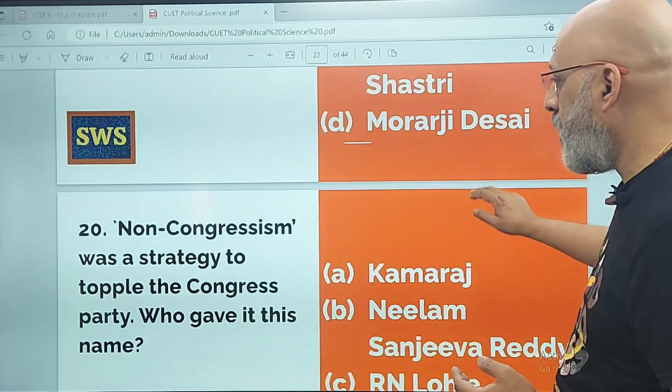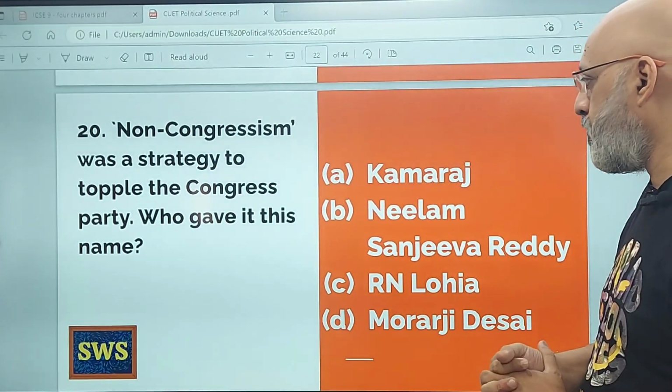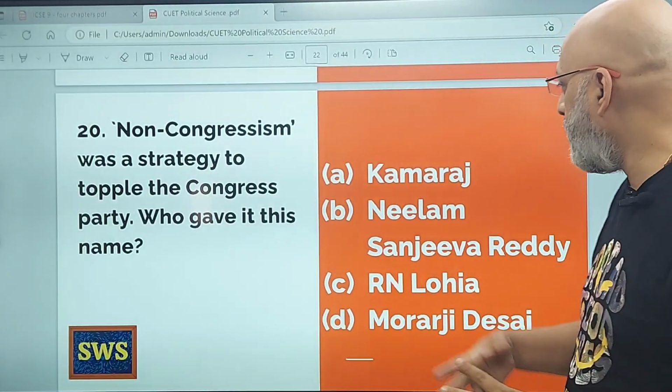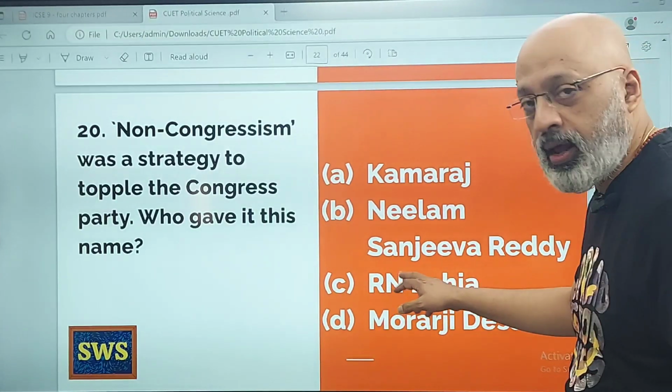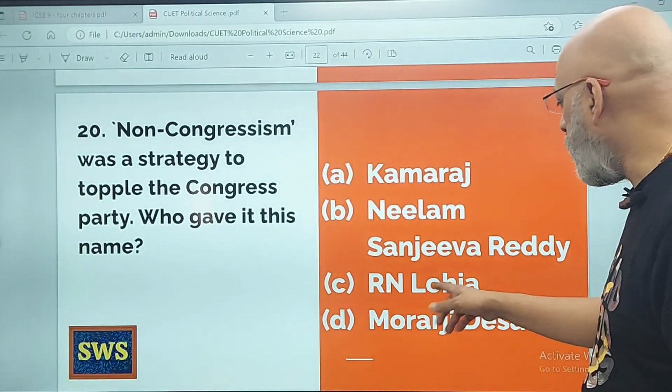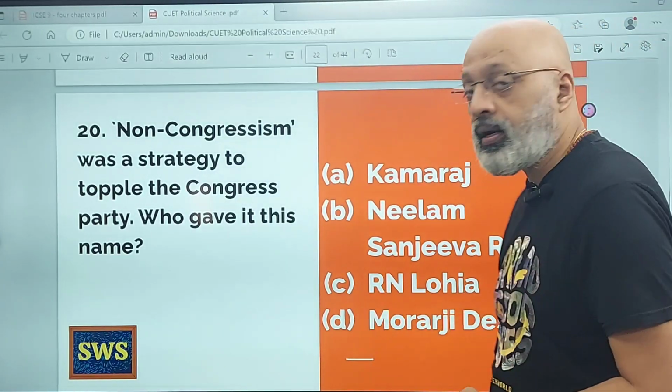The last question. Non-Congressism was a strategy to topple the Congress party. Who gave it this name? Kamaraj, Neelam Sanjeeva Reddy, Ram Manohar Lohia, or Morarji Desai? The correct answer is Ram Manohar Lohia.